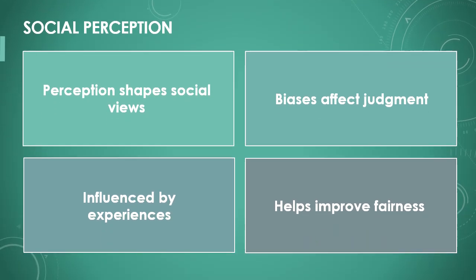Social perception is about how we perceive ourselves and others in social situations. Our perception is often shaped by prejudices or personal experiences. This can lead to misjudging people or developing biases. Social psychology helps us understand how to better manage our perception in order to judge more fairly.